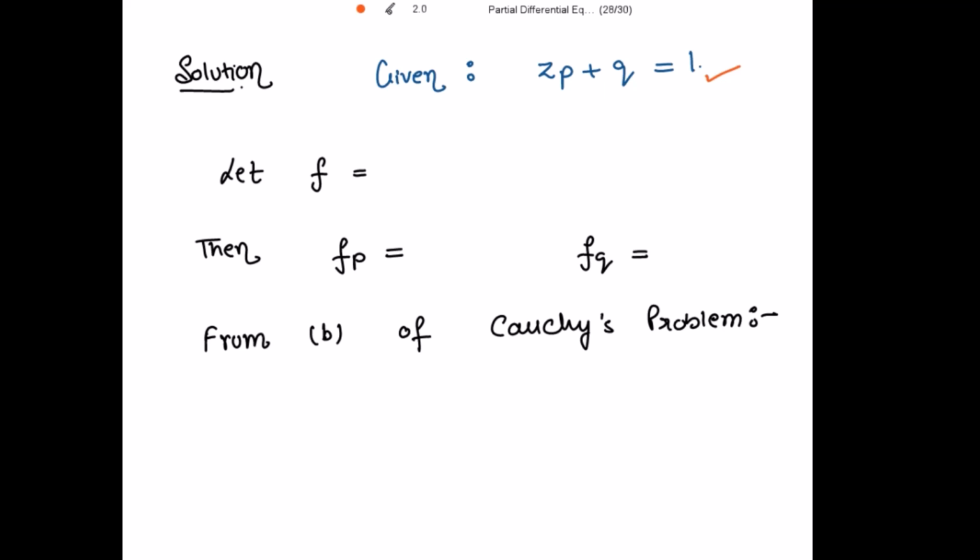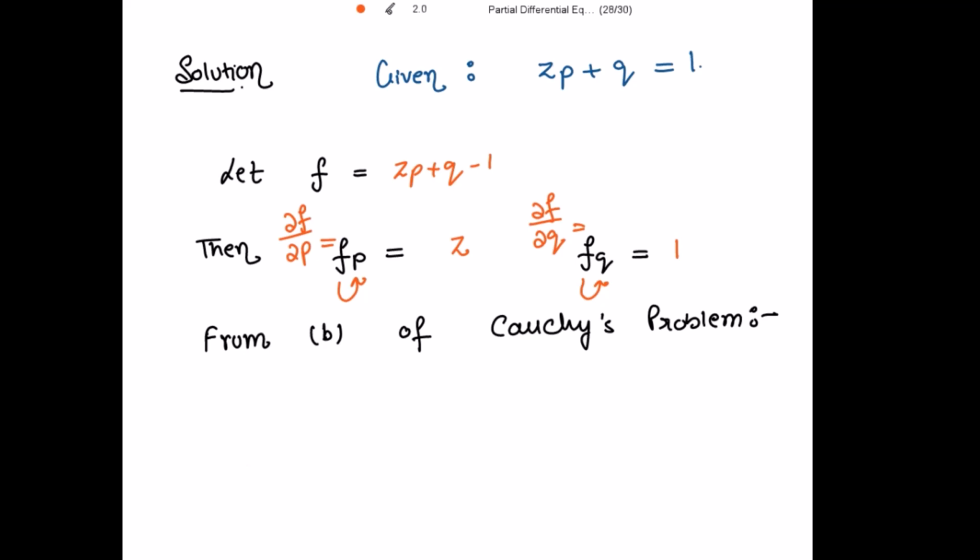And let's take f to be equal to this, zp plus q minus 1. Now differentiating f with respect to p, we get z. Please remember, fp means partial derivative of f with respect to p, and fq means partial derivative of f with respect to q. So differentiating f with respect to q, we get 1.